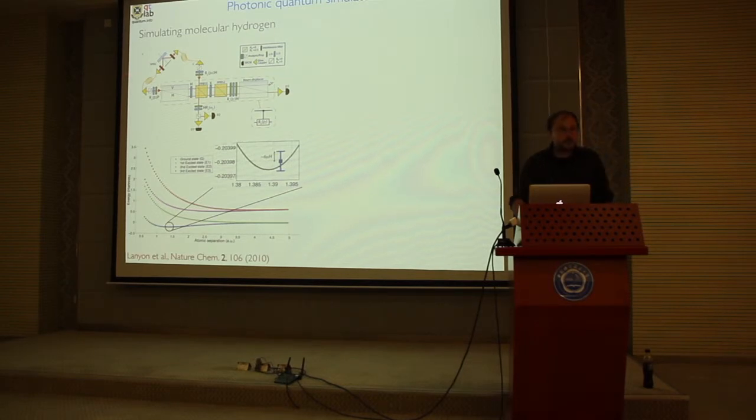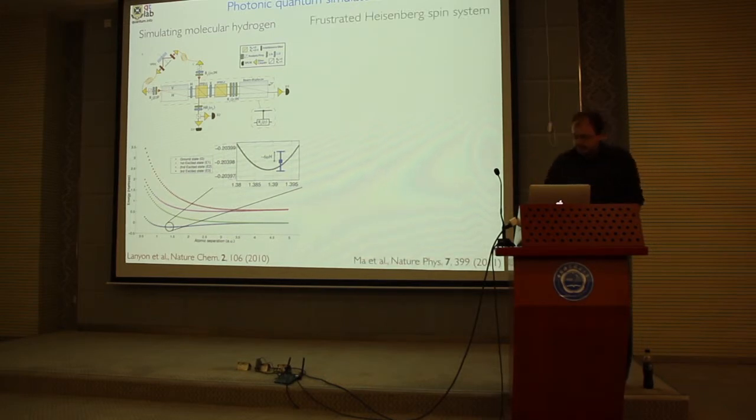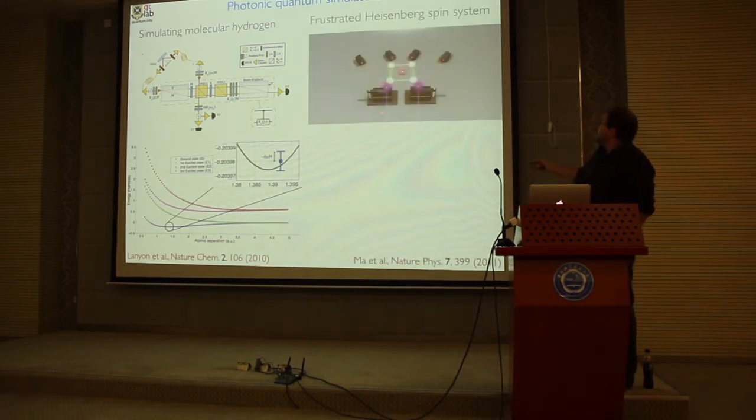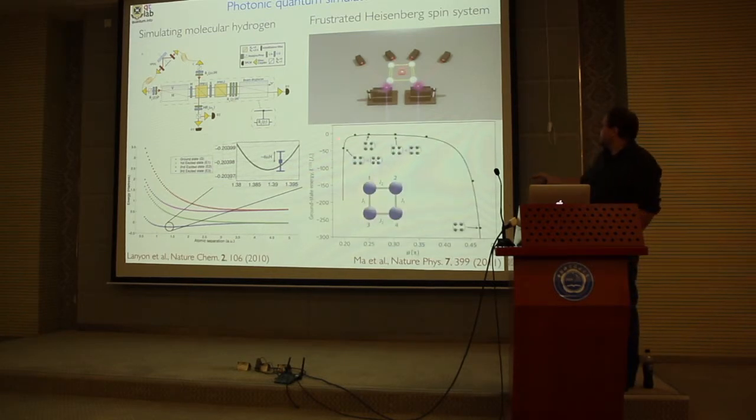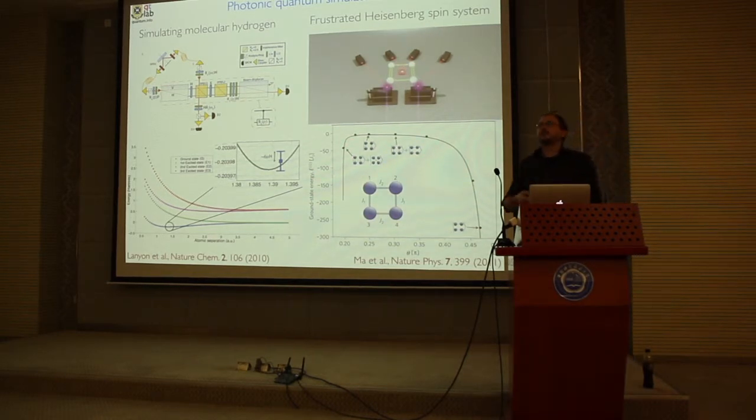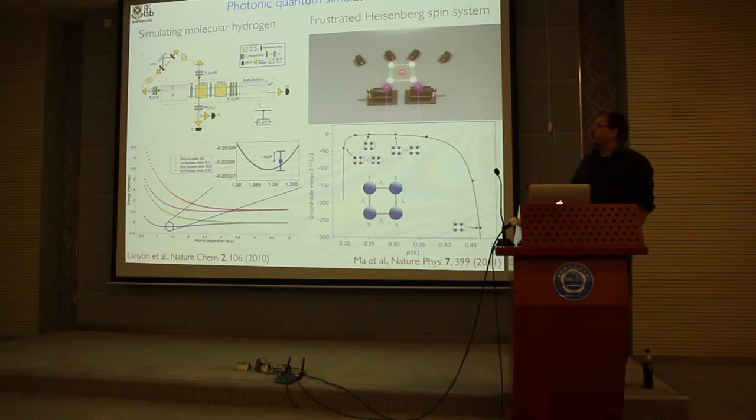This is the ground state energy. That's the ground and first three excited states of molecular hydrogen. So that came out in 2010. The next year, Philip Walther's group did a really interesting paper, who's also here, on a frustrated Heisenberg spin system. You can think of the molecule as these kind of 4 white dots, and the bonds are showing in green. And on that paper, you'll notice there's 7 data points, none of which sit on the curve. Now, is it because Philip is a much worse experimentalist? No. It's because this is a 4-photon experiment as opposed to a 2-photon experiment.